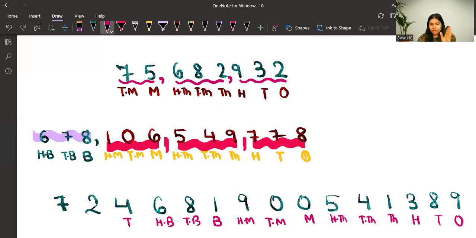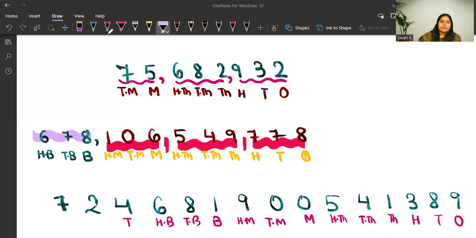Okay, so I'm just stopping here because I'll read the number first and then I'll go to the next one. So it will become, and let me annotate with the vanishing pen. Yeah. So it will become 4 trillion, 681 billion, 900 million, 541,389. If we try to understand the pattern, you can see how easy it is to read the numbers, right?